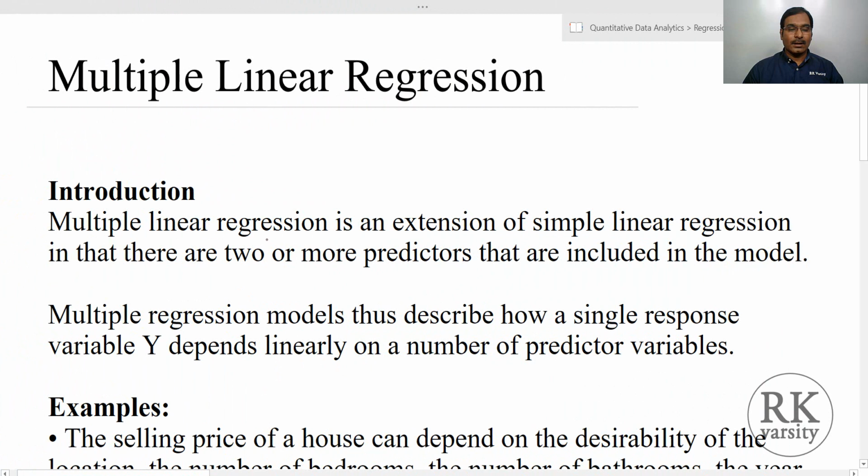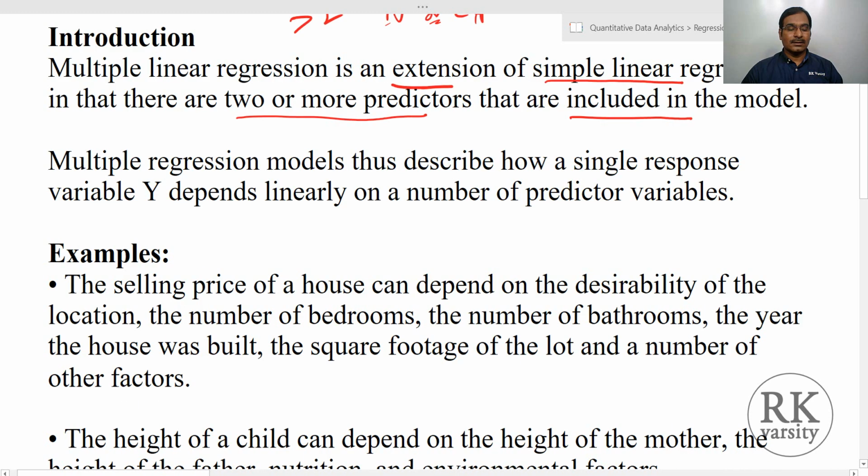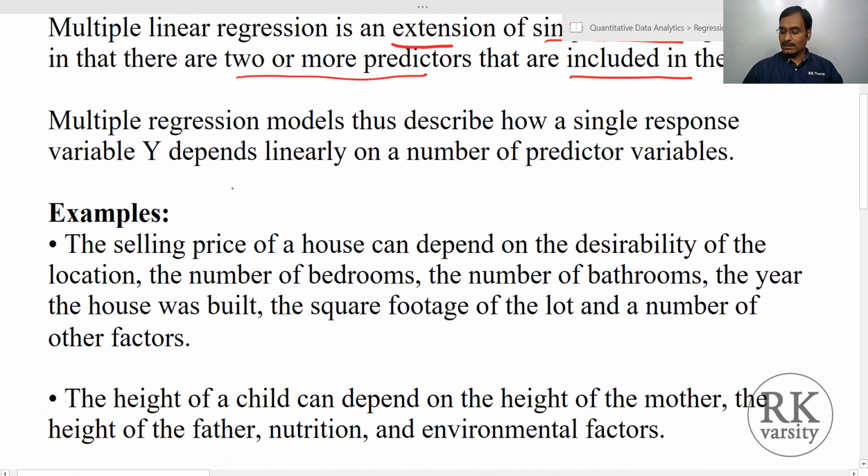So here multiple linear regression is an extension to simple linear regression in that there are two or more predictors that are included in the model. So when you have two or more predictor variables, that is your independent variables or explanatory variables, then we call this multiple linear regression. Multiple regression models describe how a single response variable, that is y, depends linearly on a number of predictor variables.